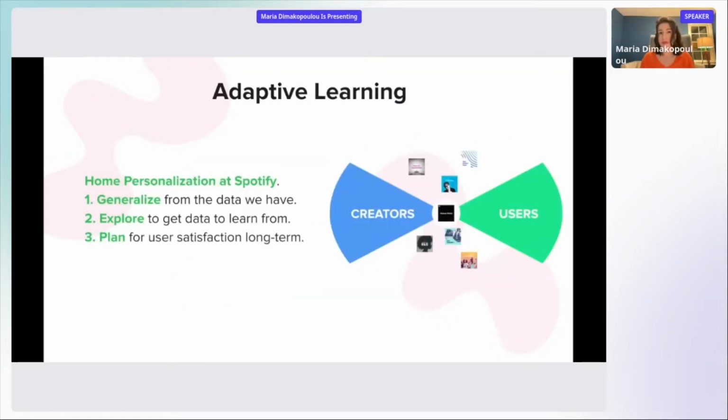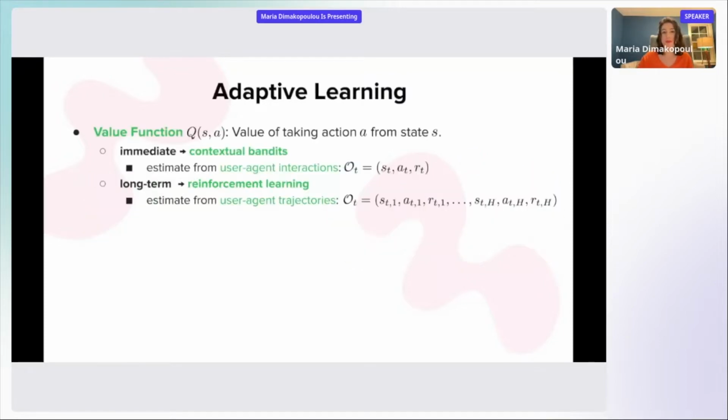Optimizing the user experience via personalized recommendations can be seen as an adaptive learning problem. And to make successful recommendations, Spotify needs first to generalize from the data it has, second, explore in order to get data to learn from, and third, plan for the long-term user satisfaction. In fact, there isn't one Spotify service. There are hundreds of millions of Spotify services unique for each one of the Spotify users.